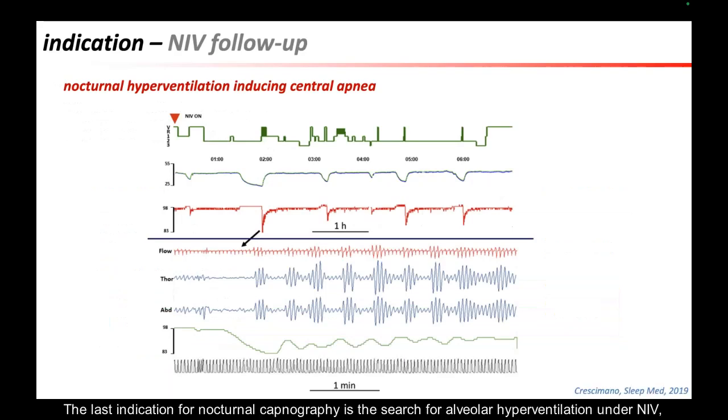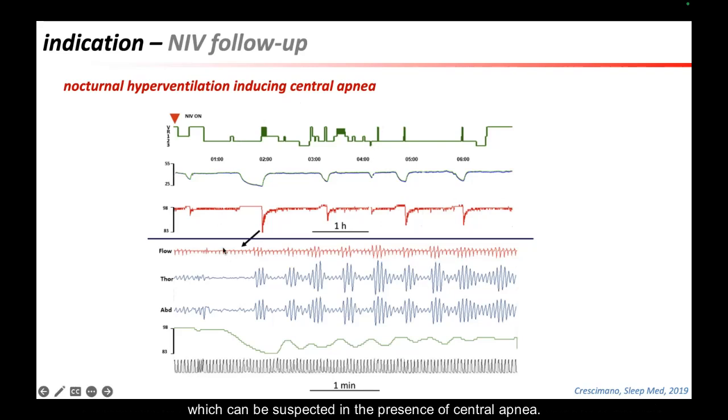The last indication for nocturnal capnography is the search for alveolar hyperventilation under NIV, which can be suspected in the presence of central apnea. Here, you see that there was alveolar hyperventilation that preceded the desaturation due to central apnea, and that nocturnal oximetry will not be able to detect, nor will the daytime arterial blood gas.